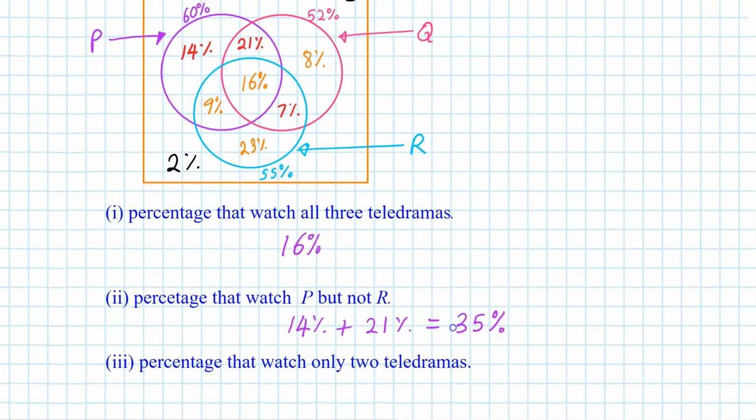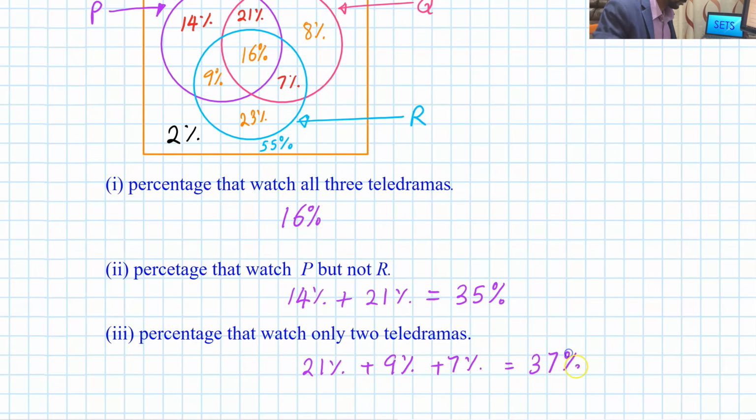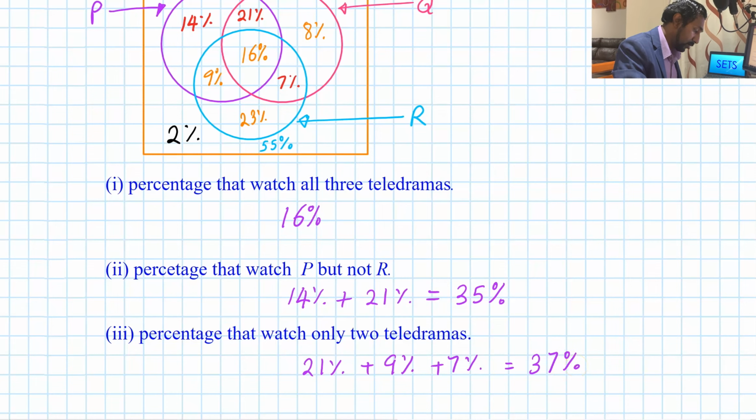Percentage that watch only 2 teledramas. 2 teledramas can't be 3, can't be the 16. It should be in the AND areas without the 16. So 21, 9 and 7. 21, 9 and 7, 37. 37% watch only 2 teledramas.